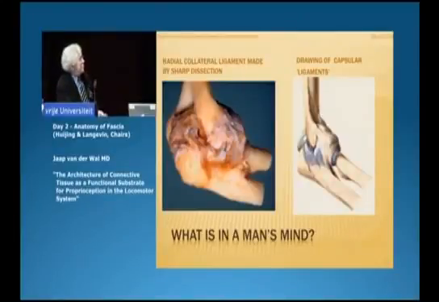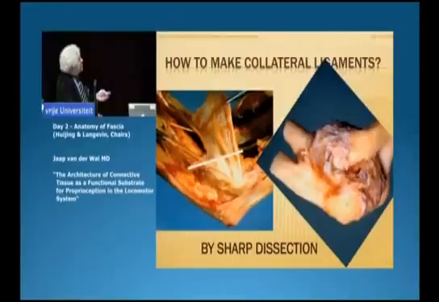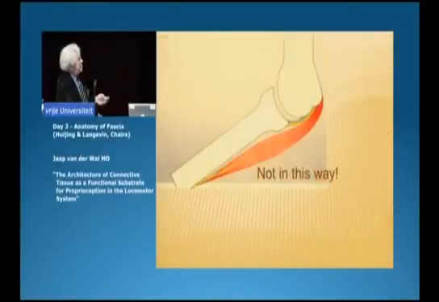And we all start to think about collateral, radial and collateral ulnar ligaments. How to make a collateral ligament? First you do it in your mind. First you think they are there, and then by sharp dissection you make them. It's not in this way. It's not that you have muscles parallel to ligaments, and ligaments are enforcement of the capsule.